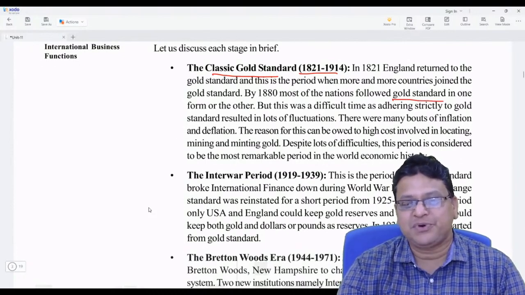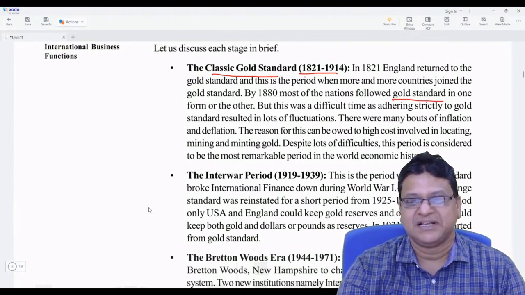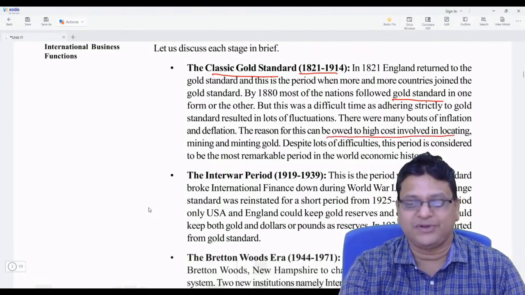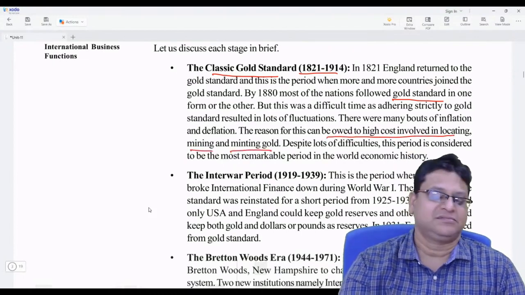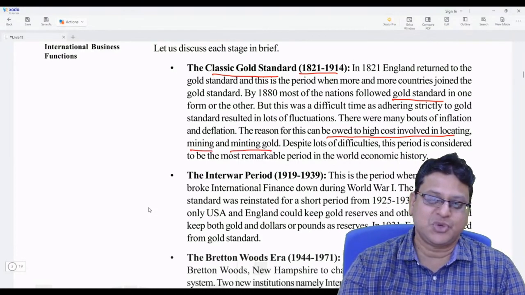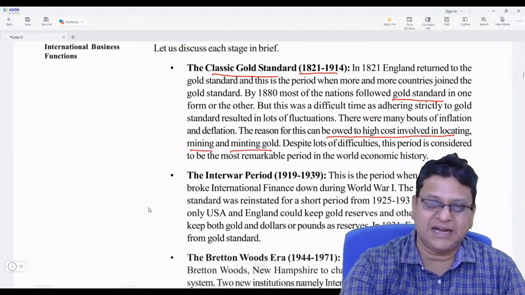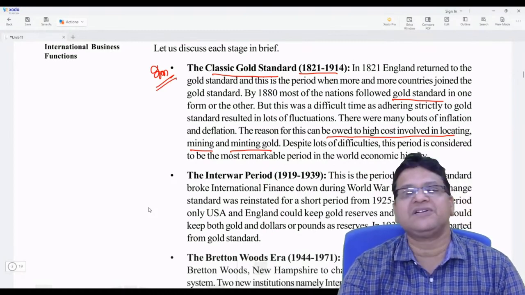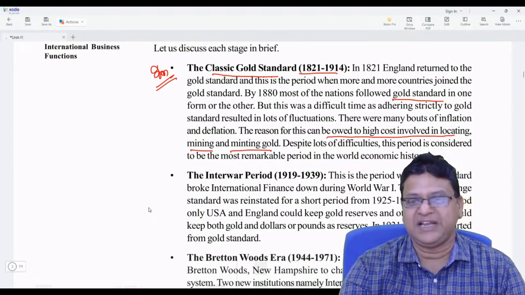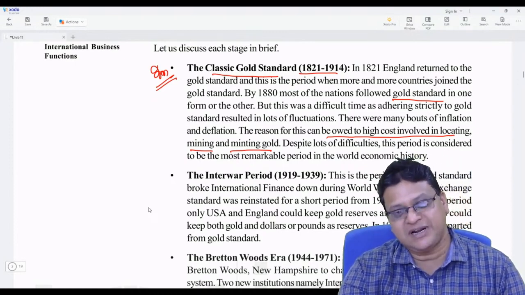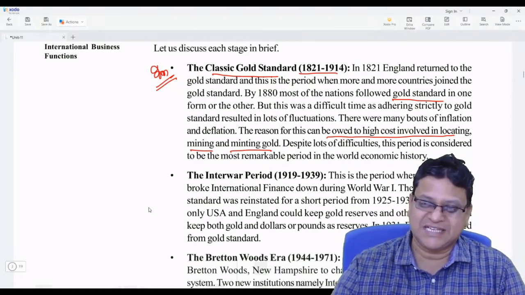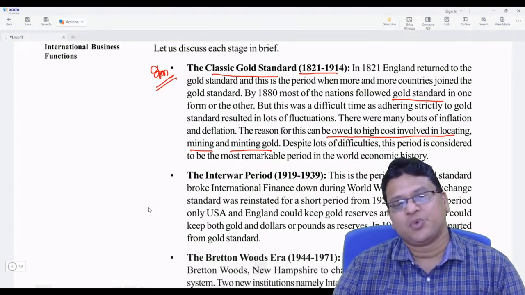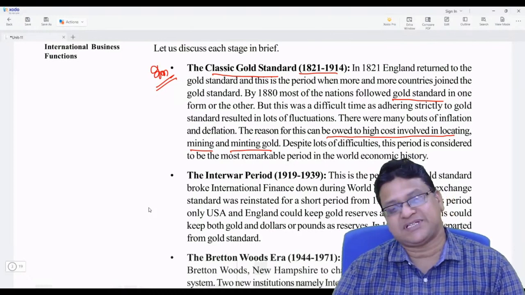But the most important demerit of this gold standard is the country incurs a high cost in locating gold, mining gold, and minting gold. So this classic gold standard was prevalent for hundreds of years of international trade from 1821 to 1914. Classic gold standard was followed in determining the exchange rate between currencies, where exchange rate is determined on the basis of gold or silver content in their currencies.